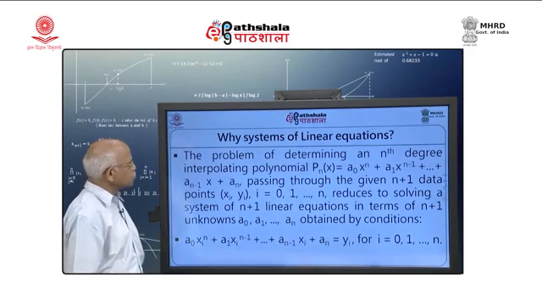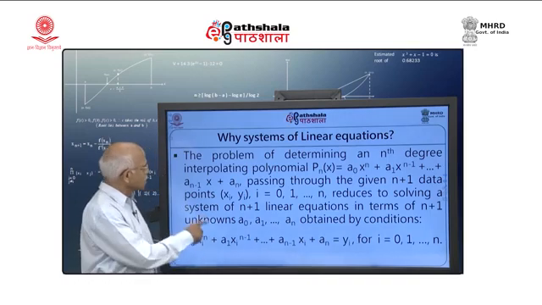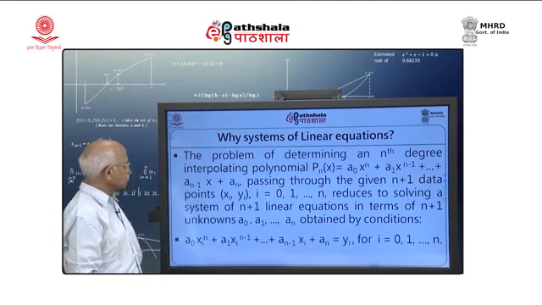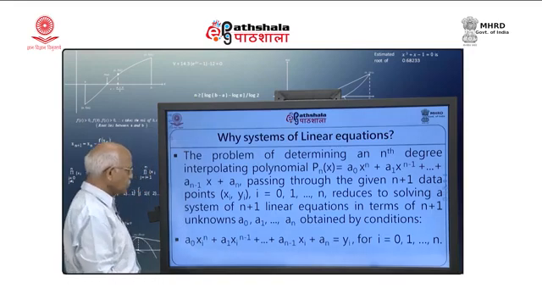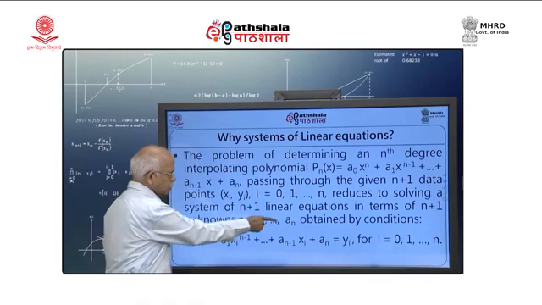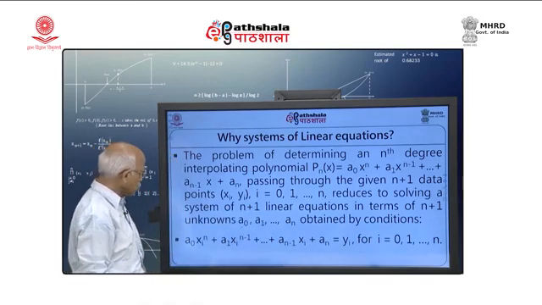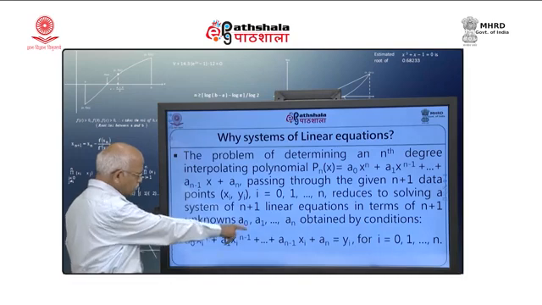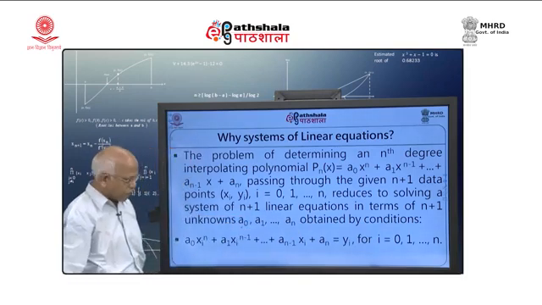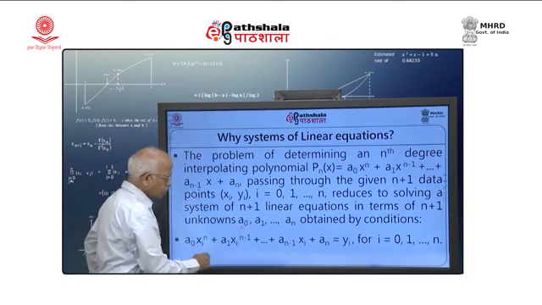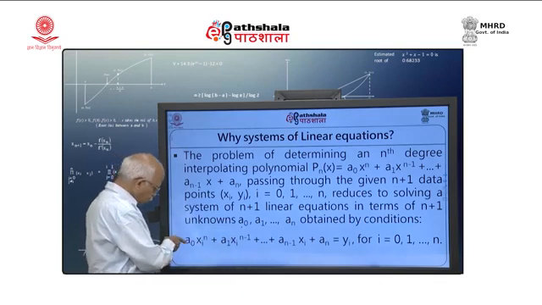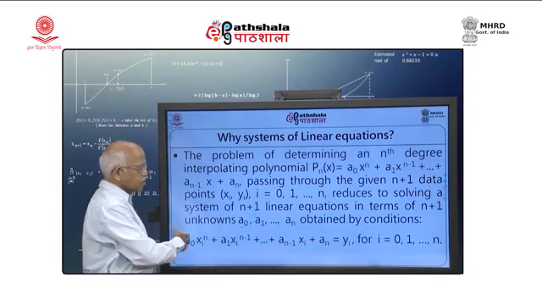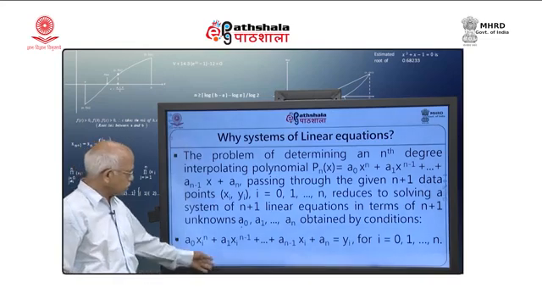If you consider the problem of determining the nth degree interpolating polynomial p n x passing through the given n plus 1 nodes x i, y i, it reduces to solving a system of n plus 1 linear equations in n plus 1 unknowns, which are the coefficients of the polynomial a 0, a 1, a 2, a 3, ..., a n. And this is obtained by the condition that p n x i should be y i. So, p n x i will be given by this and y i will be this. Here I know x i raised to n, x i and all this is known. Therefore, this becomes a linear equation in unknowns a 0, a 1, a 2, a 3, ..., a n, and there are n plus 1 such equations, so this becomes a system of n plus 1 equations in n plus 1 unknowns.